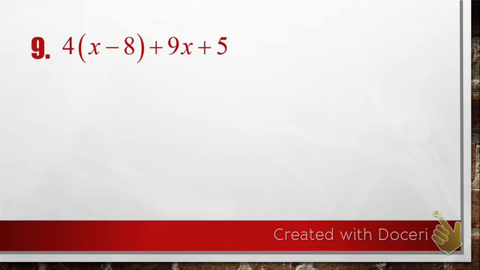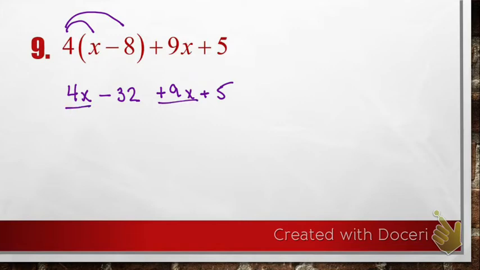So next I'm going to go to multiplication and division. I do have a multiplication part. I can multiply 4 and x and 4 and negative 8 by the distribution property. So I'm going to get 4x minus 4 times 8, which would be 32, and then plus my 9x plus my 5. I'm going to go ahead and combine my x's together to be 13x, and now I'm going to combine my numbers, or constants, together to become negative 27.